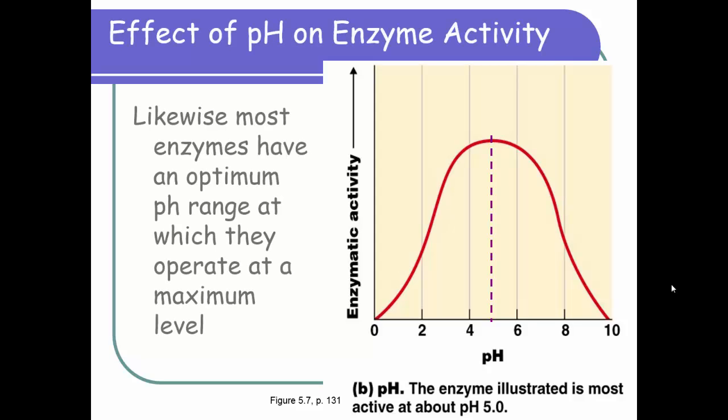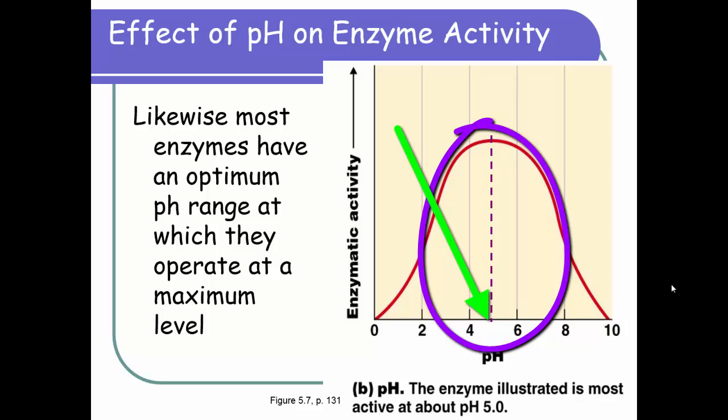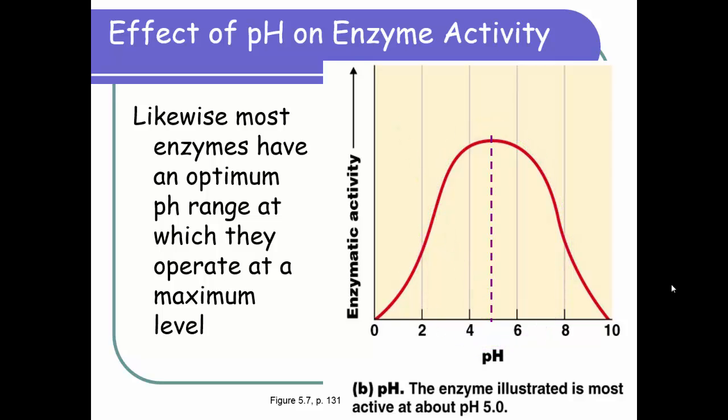pH, most enzymes will have an optimum pH range at which they like to operate. For example, this one has a maximum activity at about a pH of 5. What would our enzyme's maximum pH level be?